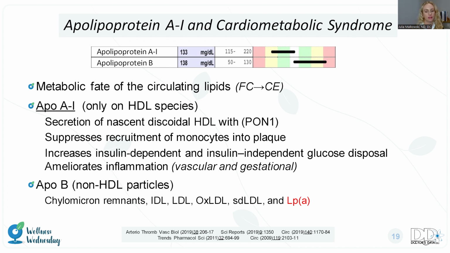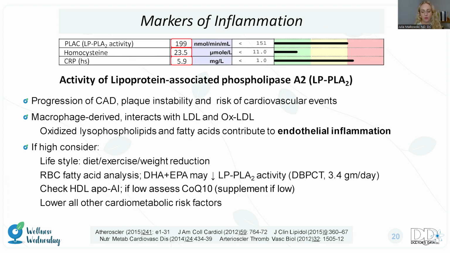Okay. And on lipoprotein A. And then with regards to the markers of inflammation, we are going to talk about plaque, like I said, homocysteine, and CRP. So we're going to look at these all together. This tells us about the progression of cardiovascular, coronary artery disease, instability, and the risk of cardiovascular events.